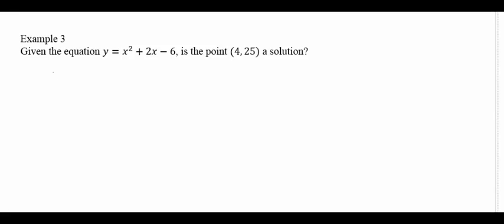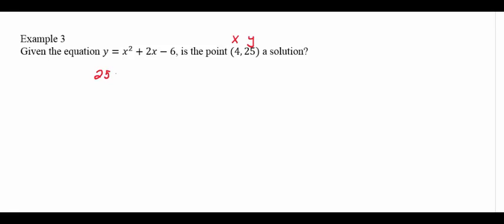Okay, let's look at this next example. It says, given the equation y equals x squared plus 2x minus 6, is the point 4, 25 a solution? Well, this right here is a quadratic because I have an x squared. All I need to do here is to make sure I'm careful when I square the x value. We know that we have x comma y. Right, that's in the ordered pair. And as long as we find this to be a true statement after substitution, well, then we would know 4, 25 is a solution. Let's check.